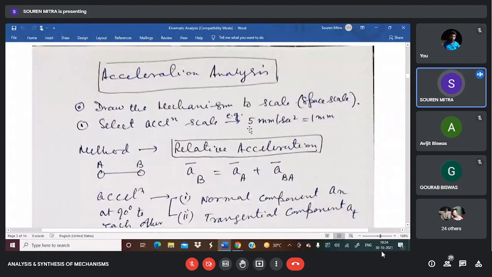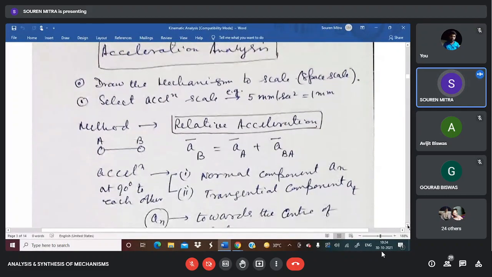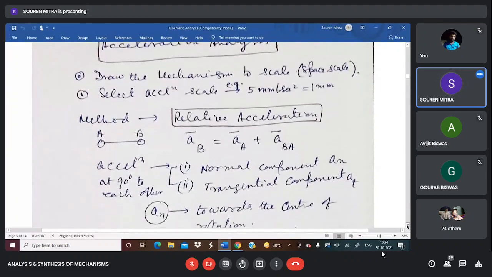Acceleration, like velocity analysis, you have to select the acceleration scale, and then we can draw the accelerations. There are certain other methods, but the most general and most convenient one is the relative acceleration method.